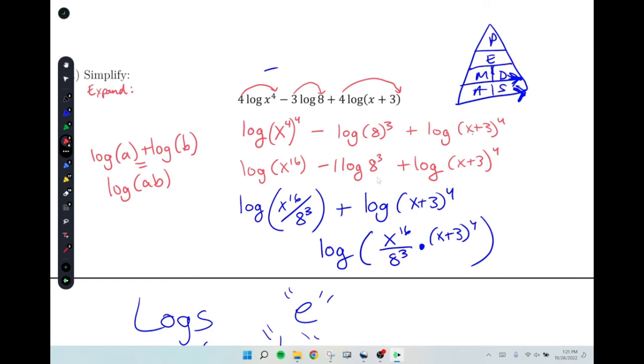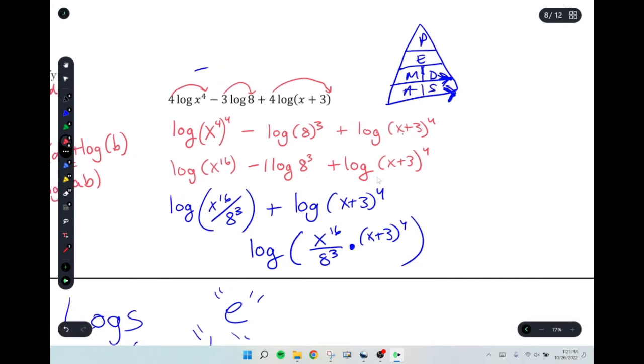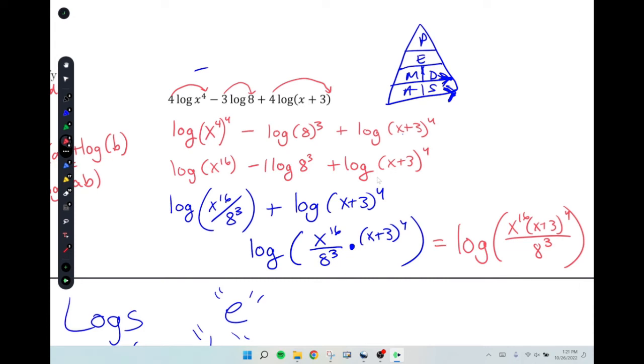So (x plus 3) to the 4 just stays like that? Yeah, that's the final, that's what I would write. Maybe you could get rid of that multiplication sign by going log of x to the 16 times (x plus 3) to the 4th over 8 to the 3rd. Or if you wanted to multiply 64 times 8, you can. I don't want to multiply 64 times 8.